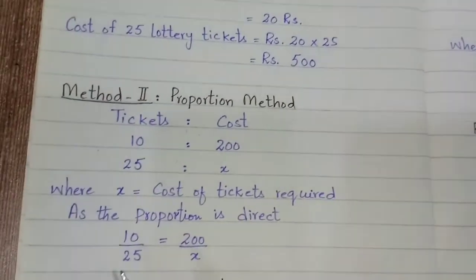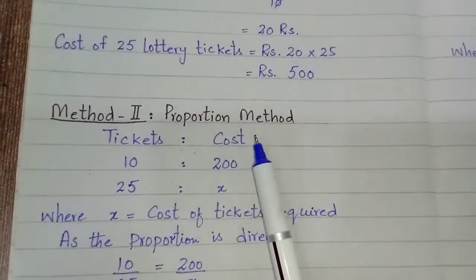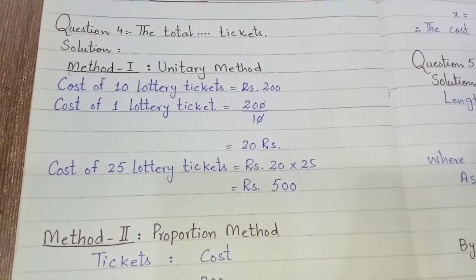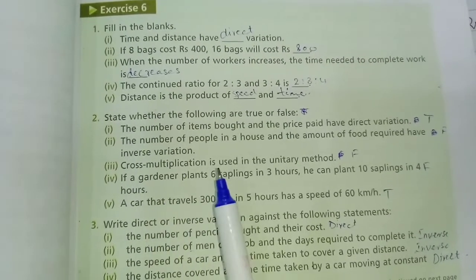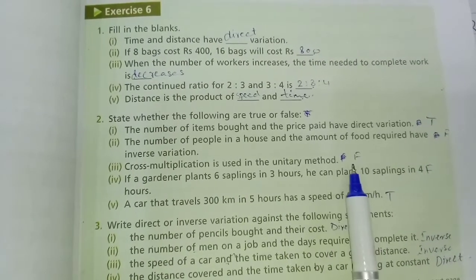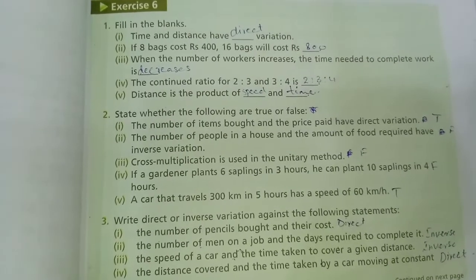Okay students, this is the cross multiplication method, and the cross multiplication method is used in the proportion method, not in the unitary method. So as I explained in the previous lecture, cross multiplication is used in the unitary method. So it is false, because the cross multiplication method is used in the proportion method.